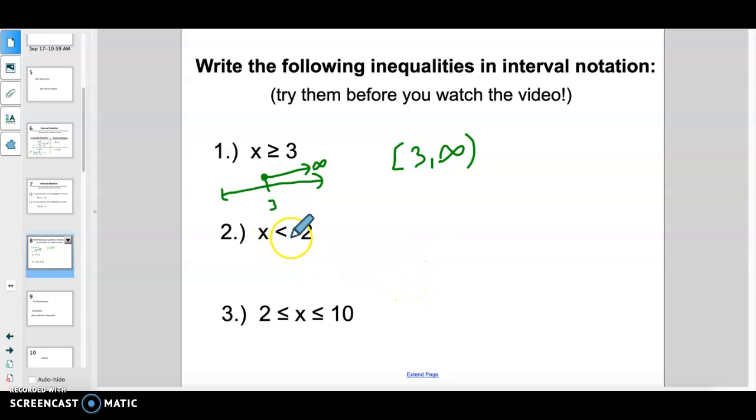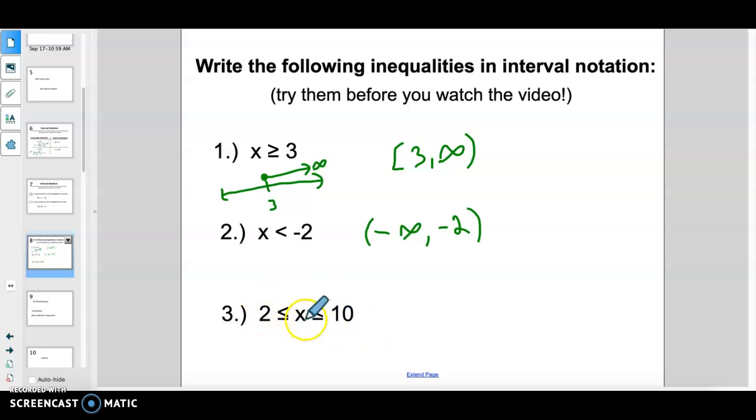x is less than negative 2. So if you don't want to draw it, you could just think if x is less than negative 2, we're starting with numbers smaller than negative 2, and we can't include that. And then the farthest number we can hit is negative 2. And there's no equals to, so we're going to do a parenthesis instead of a bracket.